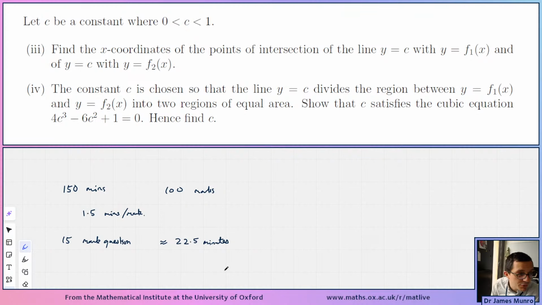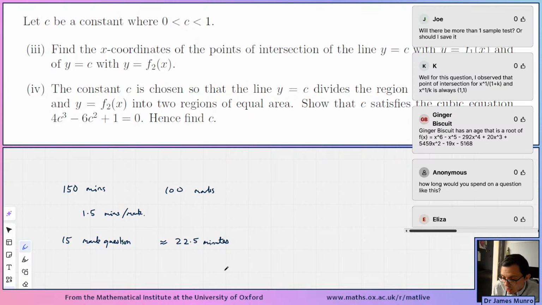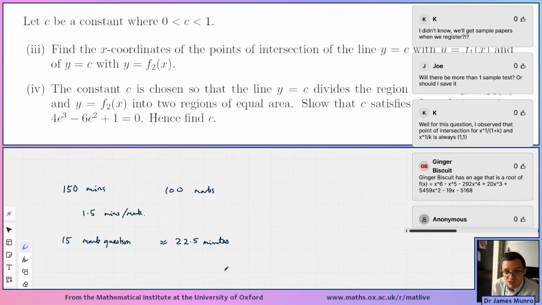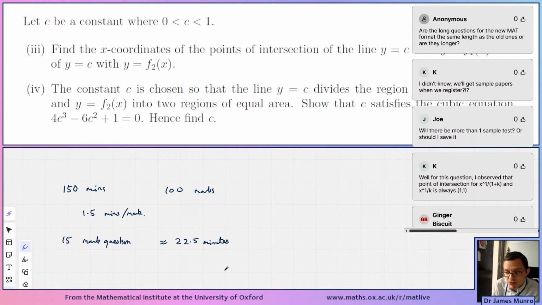Will there be more than one sample test or should I save it? Joe, right. So the sample test is not designed as a sort of mock. You could use it as a mock if you really wanted to. It's there as a demonstration of what the software looks like. What does it look like to be given these long questions on a screen? A sort of user experience thing. So it's not really designed as a mock. There's just one because we're not trying to demonstrate the questions so much as the interface. The interface would be the same if we did another one.